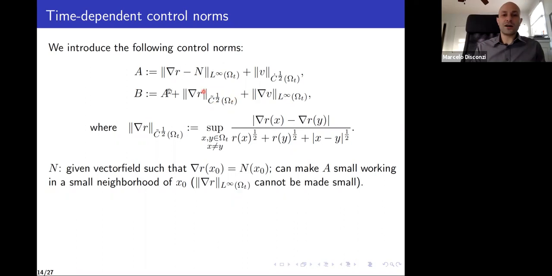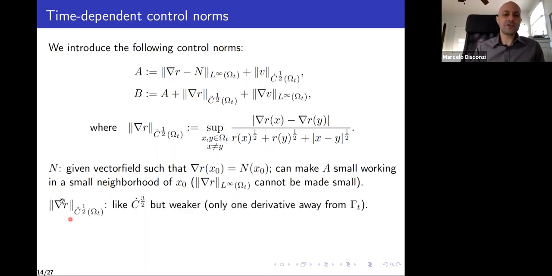And then you have the second norm B, which involves A, but involves this other quantity, which I'm calling C tilde and a half, defined here. So again, this is complicated, but the way you should think of this is essentially like the Holder semi-norm 3/2, right? Because you're looking at a gradient divided by x minus y to the half, except that this actually is slightly weaker than the Holder 3/2 norm, because it involves only one derivative away from the boundary, because away from the boundary, R is actually non-zero, right?